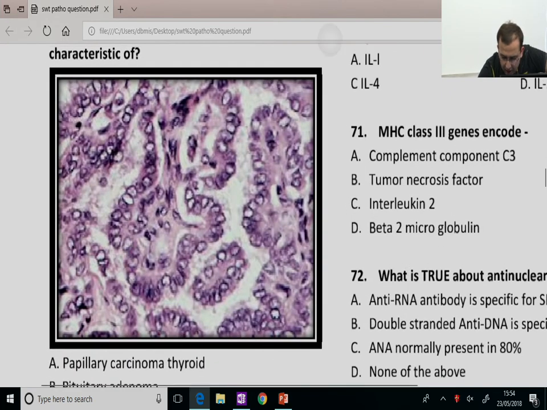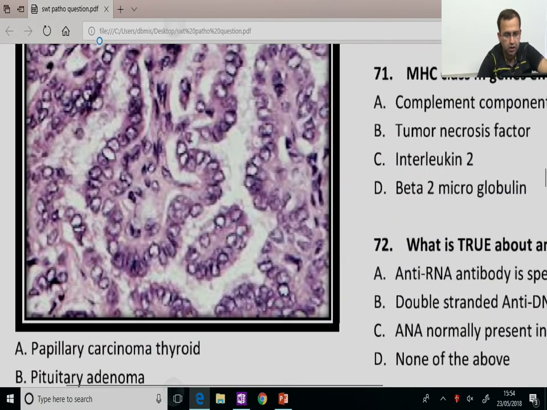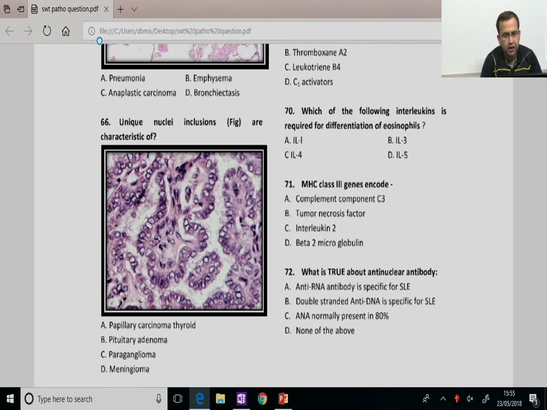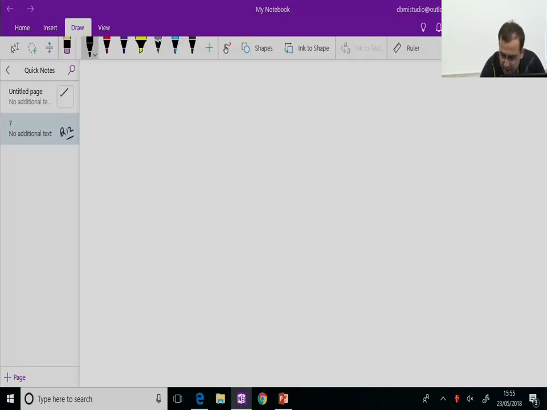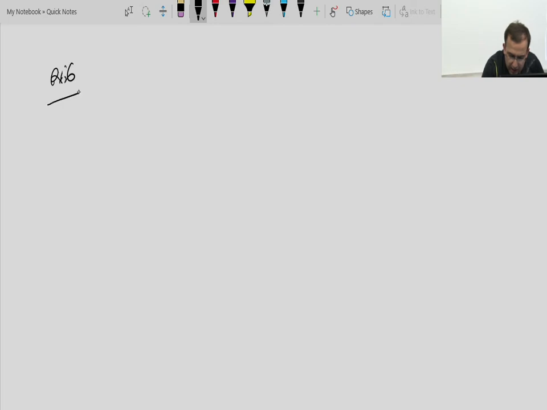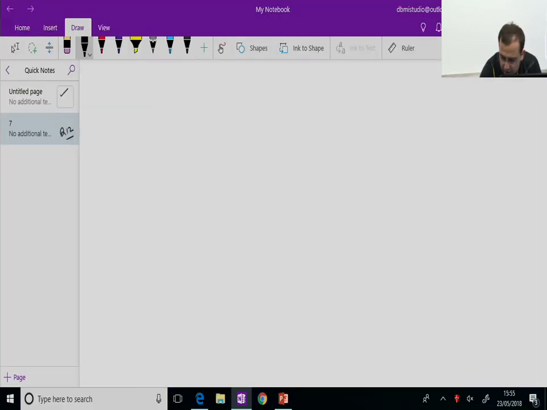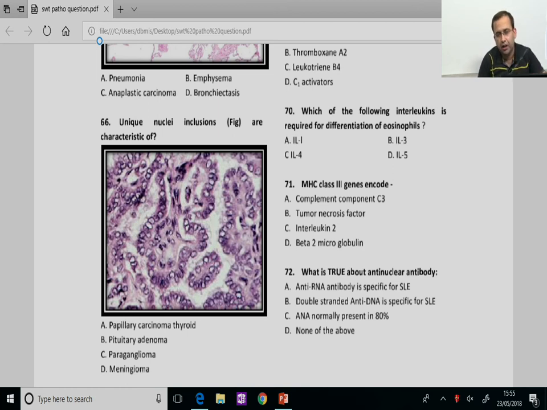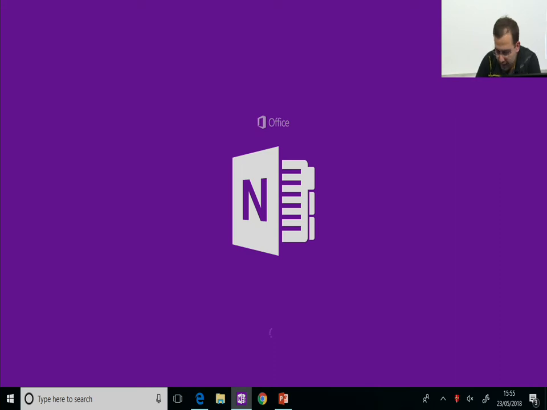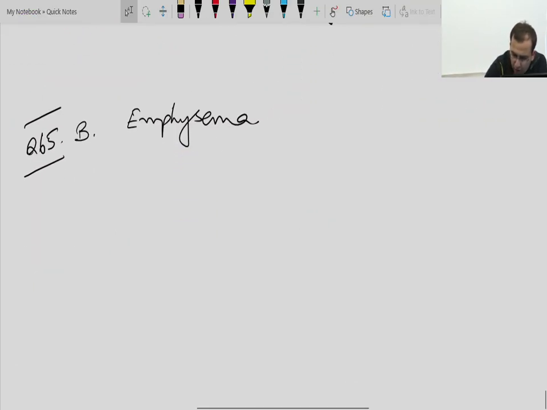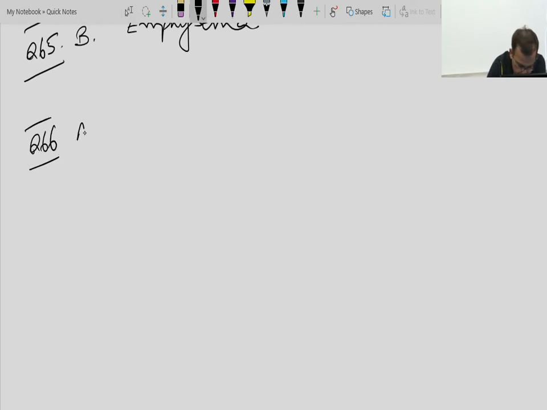The minute we see this, even if I do not know that the question is from thyroid, I can make out that this is the Orphan Annie nucleus seen in PTC, papillary thyroid carcinoma. So question number 66. The answer is A, that is papillary thyroid carcinoma, PTC. What we see in PTC is the presence of Orphan Annie nucleus. So question 66A, that is PTC.